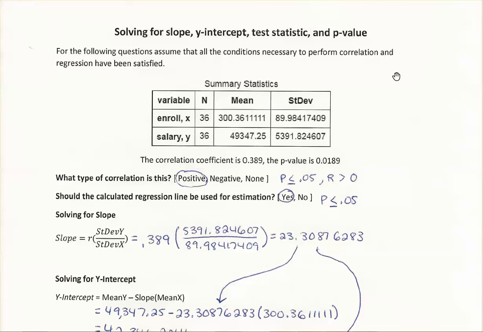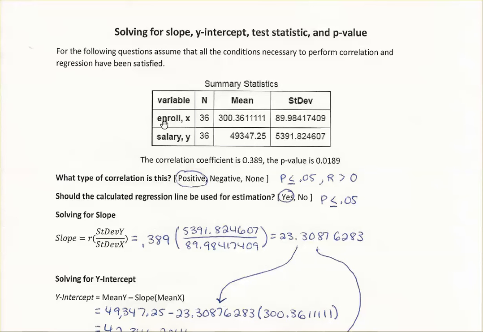Hi, this is Kona, and we're going to go through solving for slope, y-intercept, test statistic, p-value, and all of that good stuff. So for the very first example question, our summary statistics include our variable, our n, which is the number in the sample, our mean, and the standard deviation.